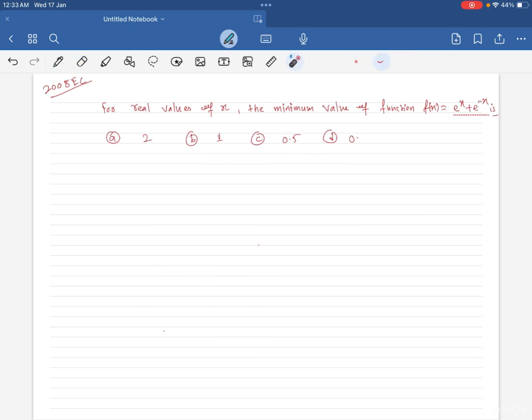Okay, so this question is from 2008 EC, and for real value of x, the minimum value of the function e to the power x plus e to the power minus x. So we have to find the minimum value of the function.